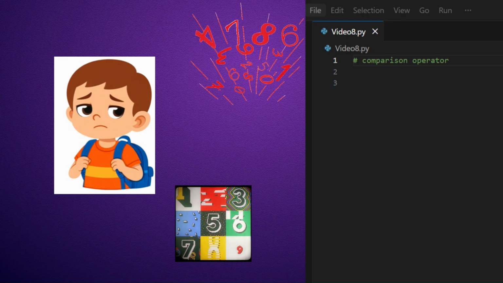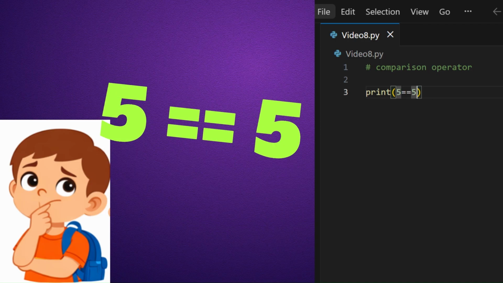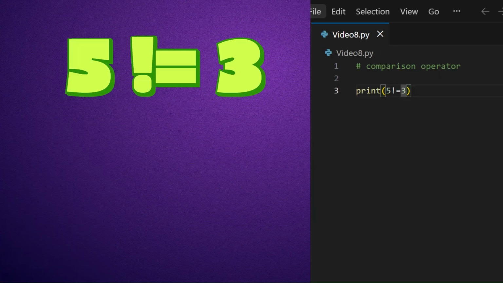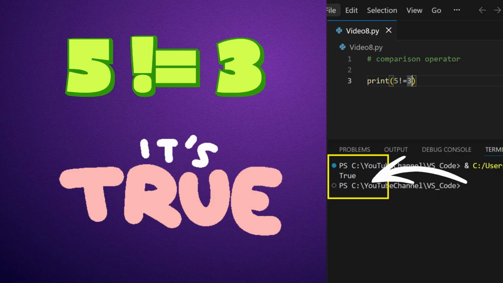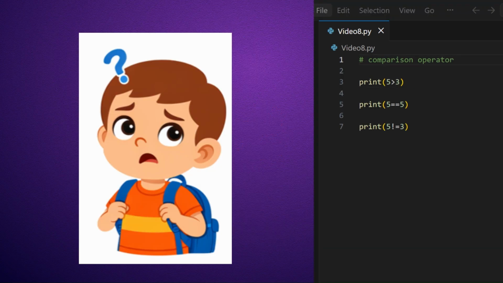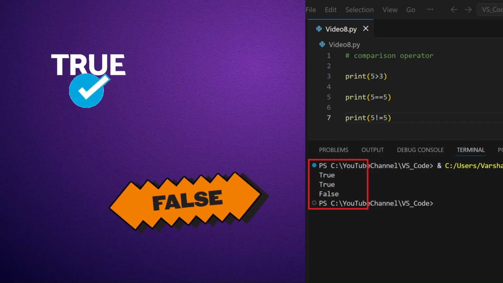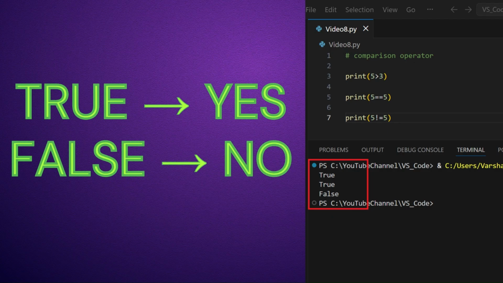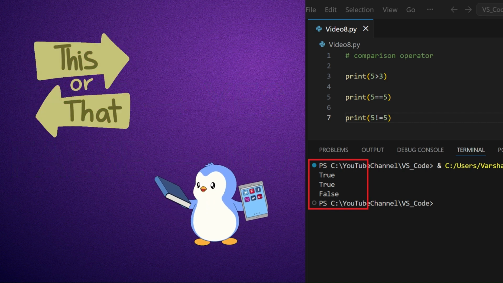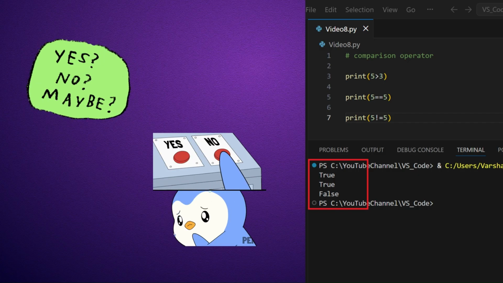Now, Alex wants to compare values. Is one number bigger than another? Are two values equal? Is something different? Python uses comparison operators to ask these questions. The result of any comparison is always true or false. This is how Python begins to think logically. Comparison operators are essential for conditions and decision making.